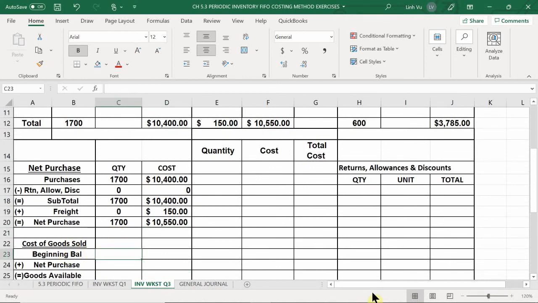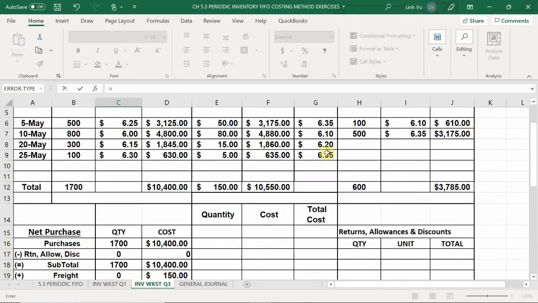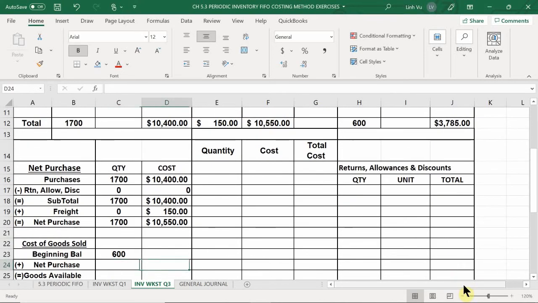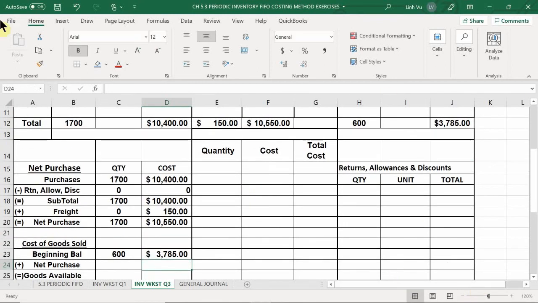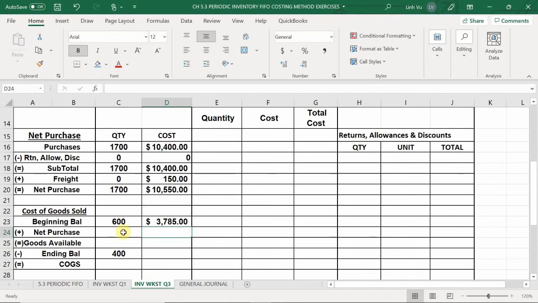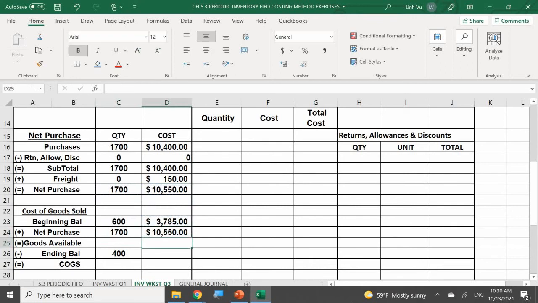So this time we have a new feature here. We have beginning inventory, right? What was my beginning inventory? 600. 600 at a total cost of 3,785. Good and right. And we're going to carry down our net purchases, right, of the 1,700 at 10,550.